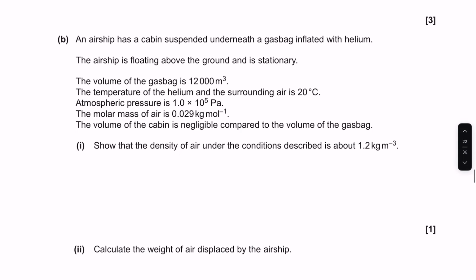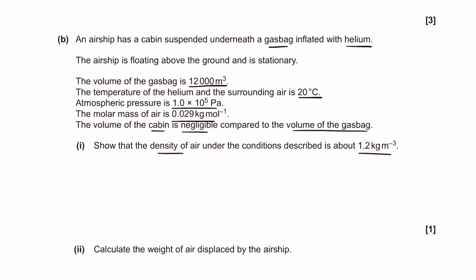Part B. We've been given that an airship has a cabin suspended underneath a gas bag inflated with helium, and the volume of the gas bag is 12,000 meters cubed. We've been given the temperature, the atmospheric pressure, the molar mass, and the volume of the cabin is negligible compared to that of the gas bag. Show that the density of air under the conditions described is about 1.2 kilograms per meter cubed.